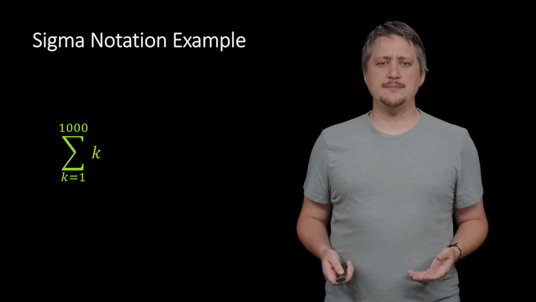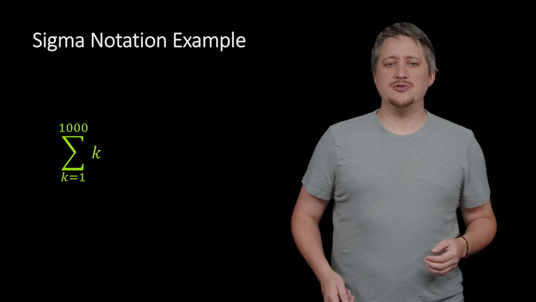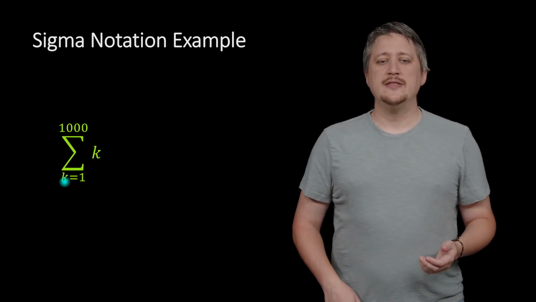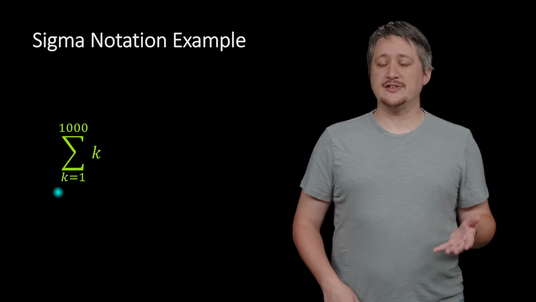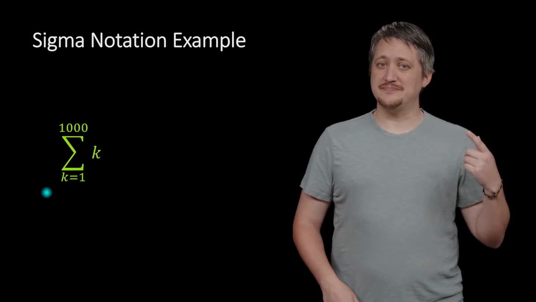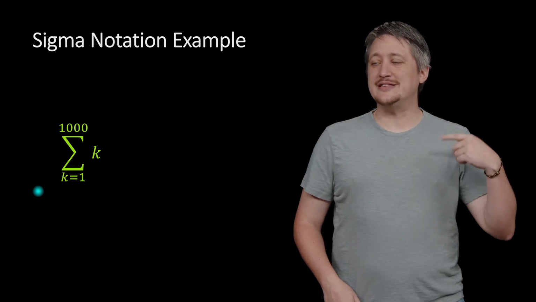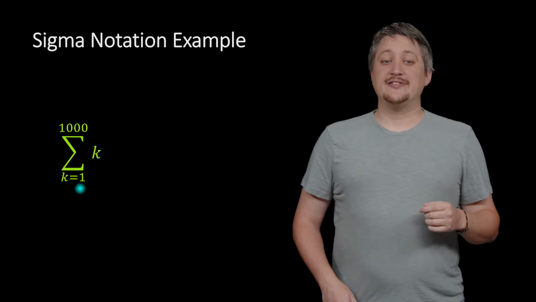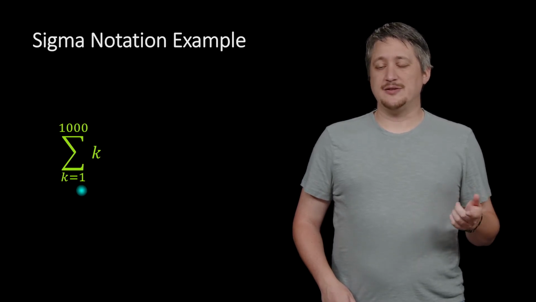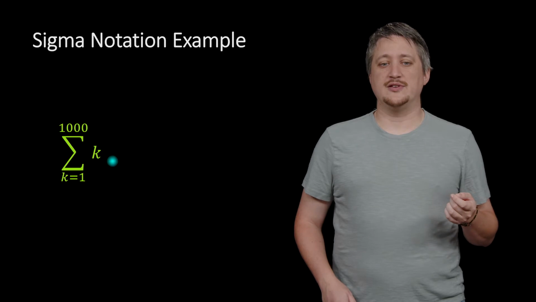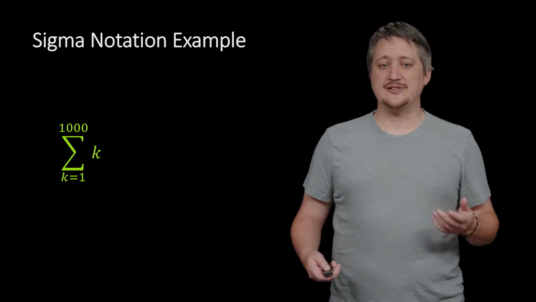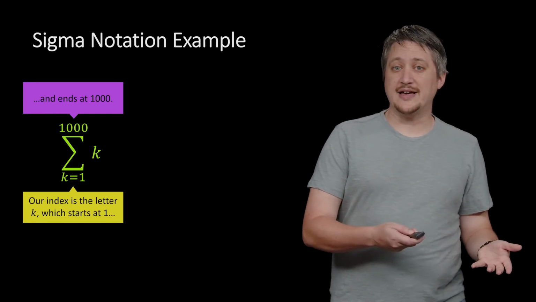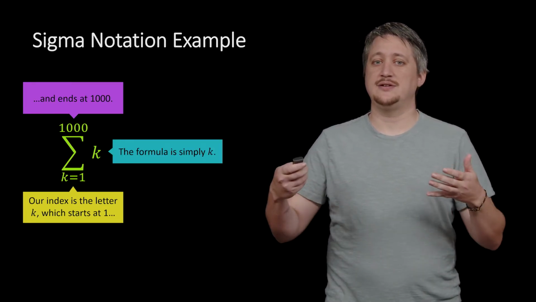So if we look at an example, this K equals 1 to 1,000 of K. So again, the sigma, so it's sigma notation. This K part is the index. That's telling you what the letter is that is the key part for the process of repeated addition. And this equals 1 is telling me that it's starting at 1, going to 1,000, and the formula, such as it is, is K. So our index letter is K, starts at 1, ends at 1,000. The formula is simply K, okay?